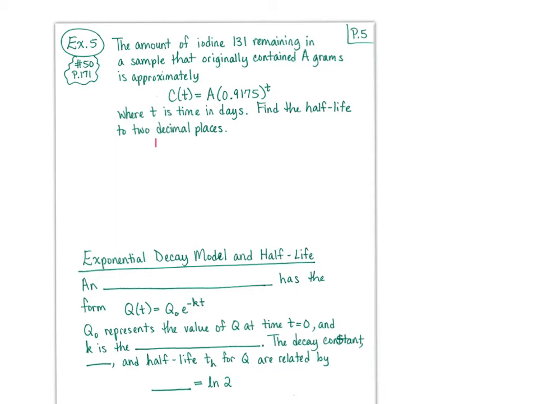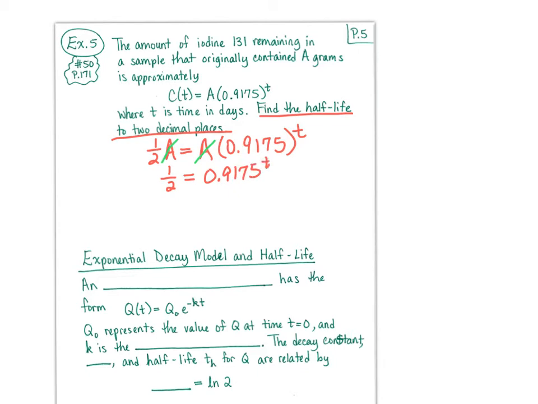So we have 1/2 A is equal to A times the quantity 0.9175 raised to the T. Okay, now we want to find the half-life to 2 decimal places. So in other words, we want to find out what T is. Well, notice that both sides have an A, so you can cancel that or divide both sides by A. And then we get 1/2 is equal to 0.9175 raised to the T.